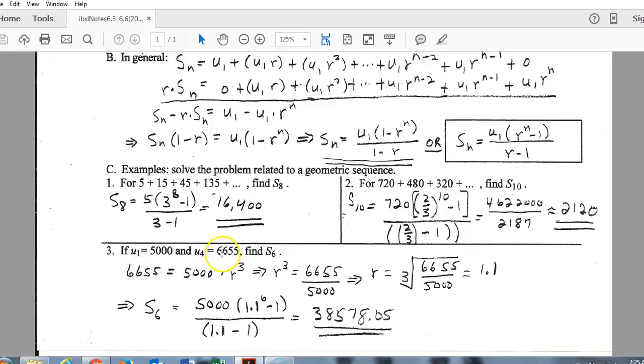So I got a U of N value of 6655 when R is 4. So if I did 4 minus 1, I have an exponent of 3. So if you divide this over to the other side and then cube root, you get your common ratio. And now you'd have enough information to go through with your S of N formula to figure out the sum of the 6 terms.